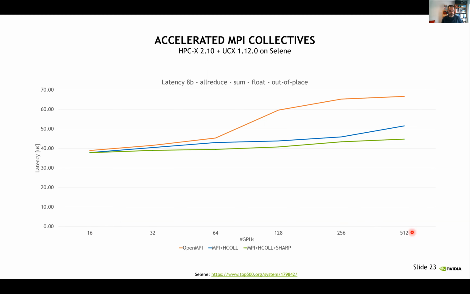Showing a bit of performance, first the latency of an 8-byte all-reduce from 16 to 512 GPUs. You see that initially performance between using the plain OpenMPI version, MPI with HCOL, or with SHARP acceleration is not much different. But if you scale out, HCOL scales much better than OpenMPI, and using SHARP provides you an even more stable, flat performance.